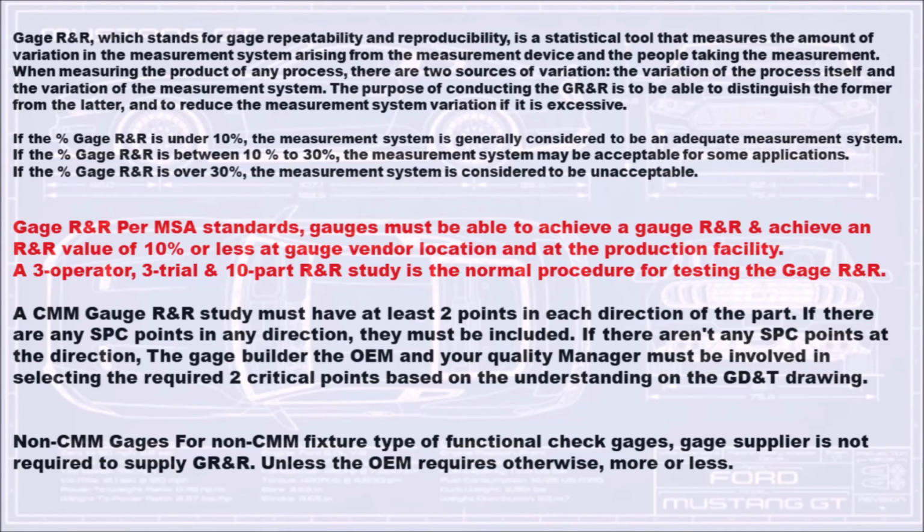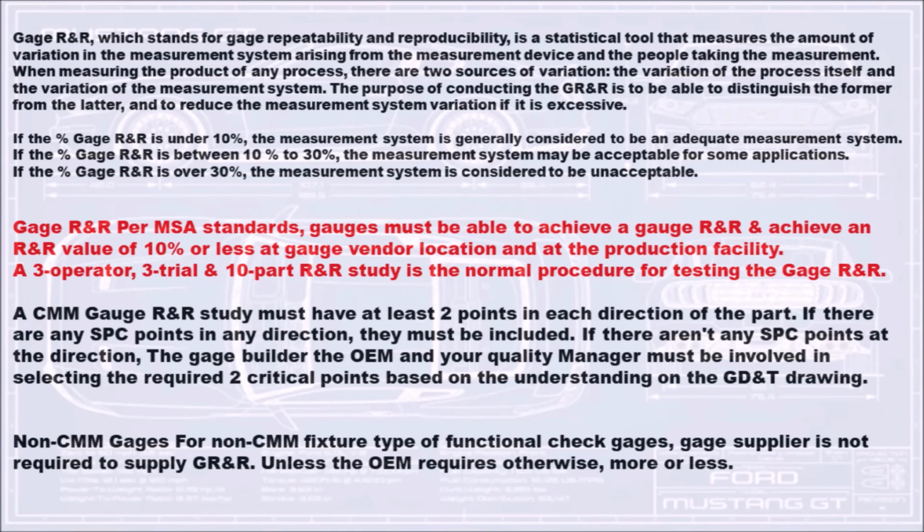The purpose of conducting the gauge R&R is to be able to distinguish the former from the latter, and to reduce the measurement system variation if it is excessive. If the percent gauge R&R is under 10%, the measurement system is generally considered to be adequate. If it is between 10% and 30%, the measurement system may be acceptable for some applications. If it is over 30%, the measurement system is considered to be unacceptable.